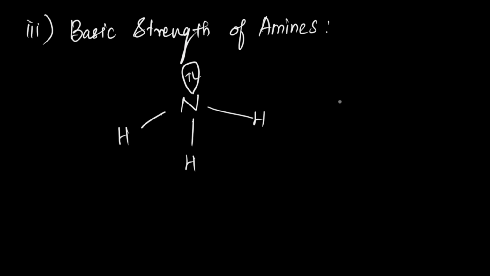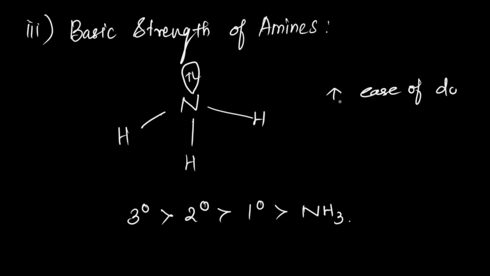So comparing primary, secondary and tertiary amines, tertiary becomes more basic, then comes secondary, then comes primary, then ammonia. Because nitrogen is already willing to donate, the CH3 groups, alkyl groups attached to the nitrogen will make it much easier. So an increase of ease of donation means an increase in basicity.